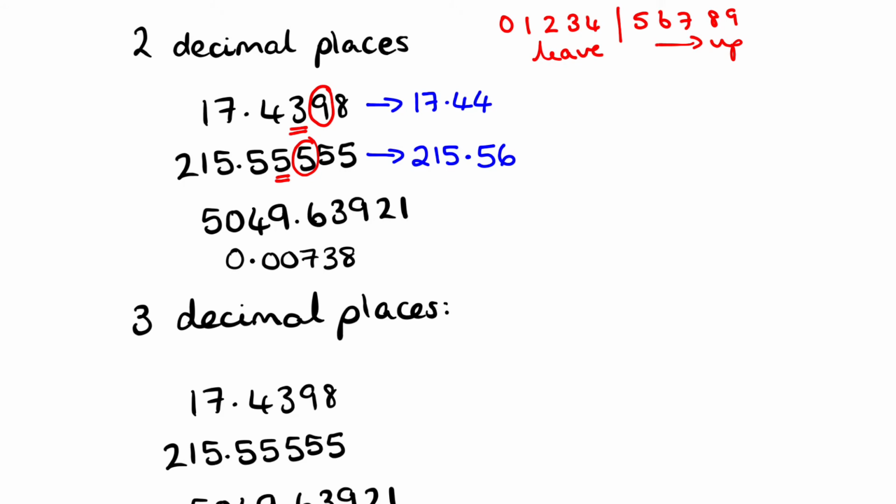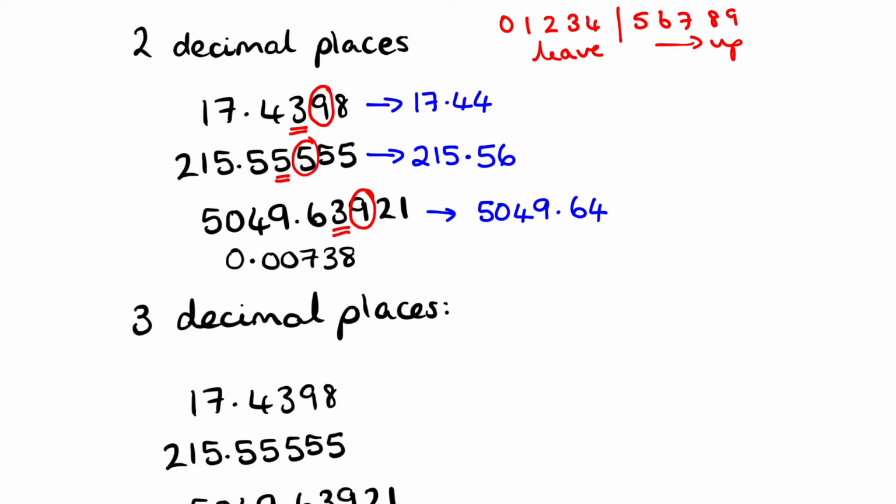Next one, 5,049.63921. The second decimal place is occupied by this 3 here. So the 9 that follows it tells us to round that 3 up to a 4. So we get 5,049.64. Okay, and the last one to 2 decimal places.